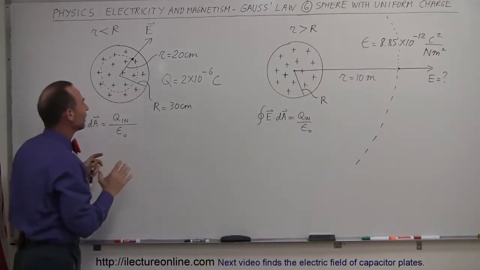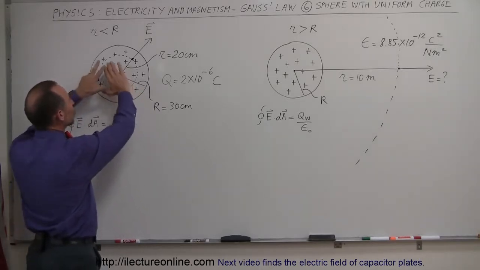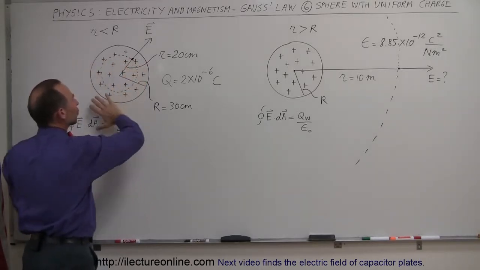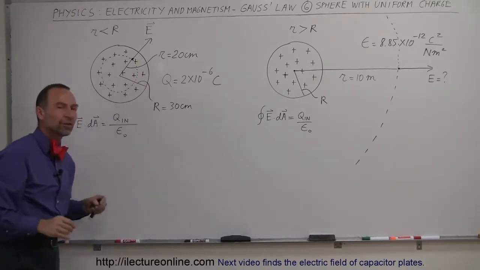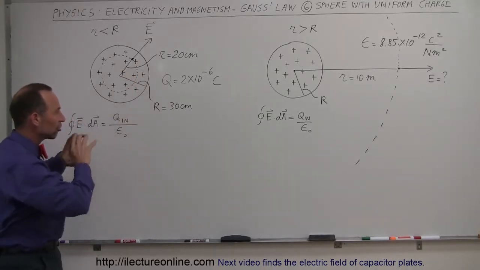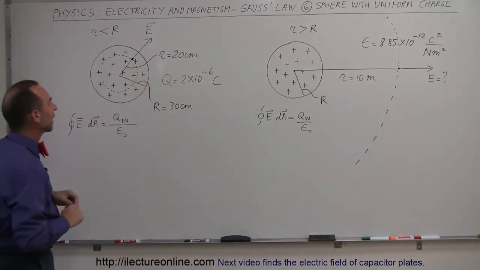So here what's different is that we don't have a conductor with charge on the surface. Here we have an object with charge all throughout the sphere. So these are spherical shaped objects with charge equally distributed everywhere inside the sphere.